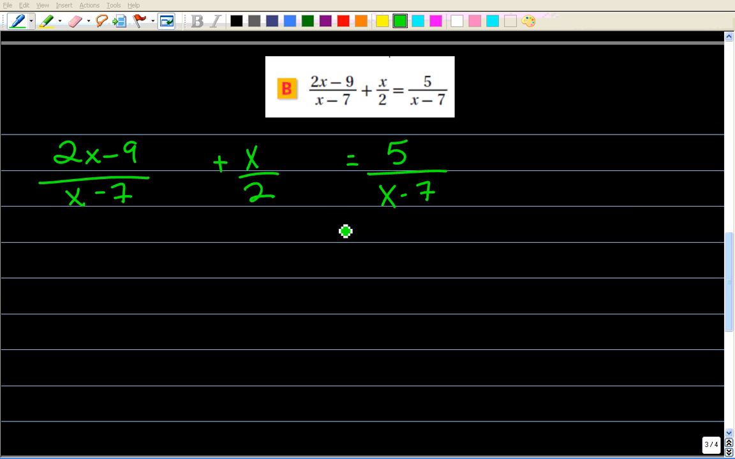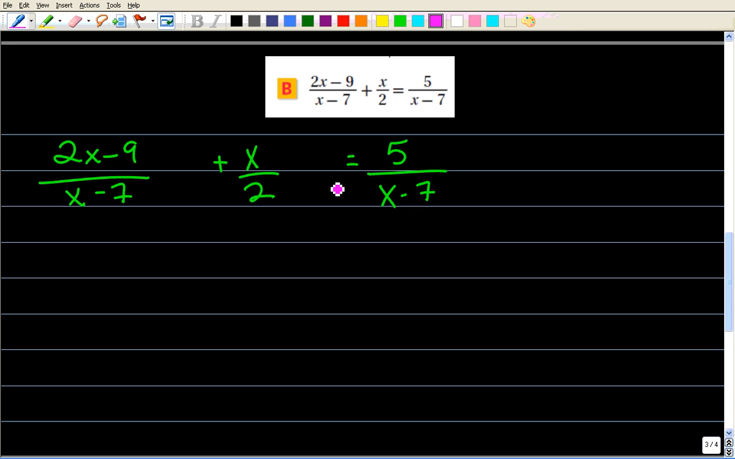Here's another example. So we have 2x minus 9 over x minus 7 plus x over 2 equals 5 over x minus 7. Okay, so we've got different denominators here, but as we referenced earlier, if they are different denominators, we need to get the least common denominator. And we would have x minus 7 and 2, both of those factors would be in the denominator.